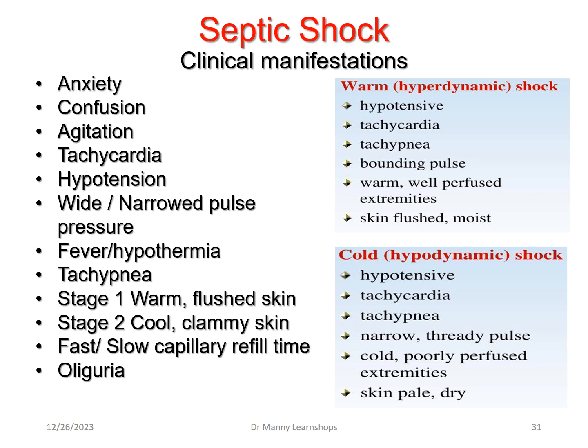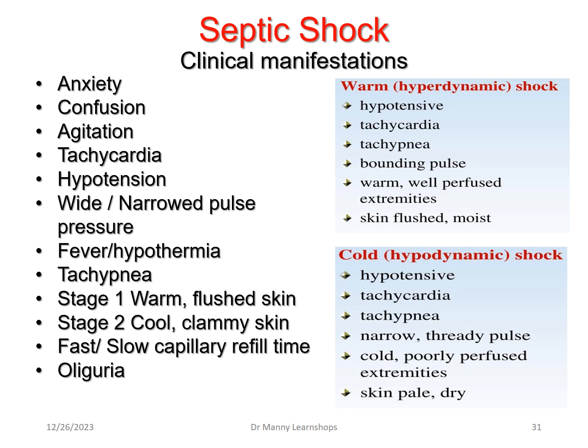What are some of the clinical manifestations? Well, it depends on which phase you're in. As you can see, you've got warm, hyperdynamic, cold, hypodynamic. And this can result in things like anxiety, confusion, agitation, hypotension, tachycardia. Initially, you can have a wide pulse pressure, which means a big difference in blood pressure. And then eventually, in the cold phase, a narrowed pulse pressure.